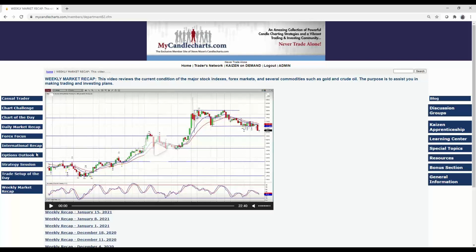Let's take a look at the items now on the right. We have a blog that we post probably about one time a month, just some things to think about and how to take advantage of various tools that we have inside.